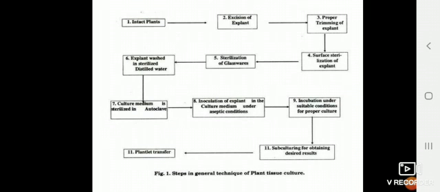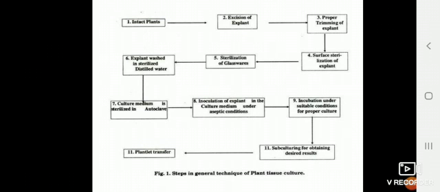First is the intact plant, then excision of the explant, then proper trimming of the explant, then surface sterilization of the explant. Then, the materials which are going to be used in the PTC chamber should be sterilized with chemicals. That is the sterilization of glasswares, and we also sterilize the media and the utilities.